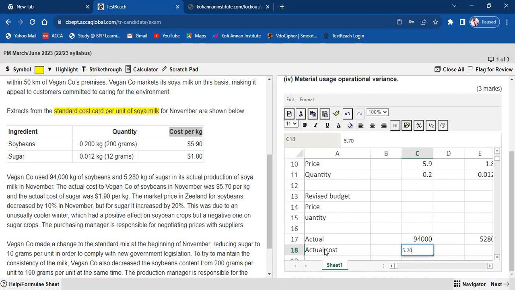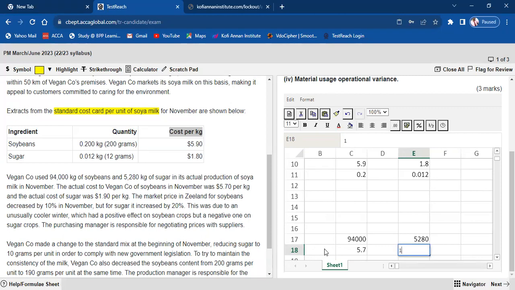5.7 per kg, and the actual cost of sugar was 1.9 per kg. I'm showing you an approach. You may not have to do what I'm doing, but when you practice, you realize that maybe what I'm doing works for you, or something else works for you. Hopefully what I'm doing works for you.